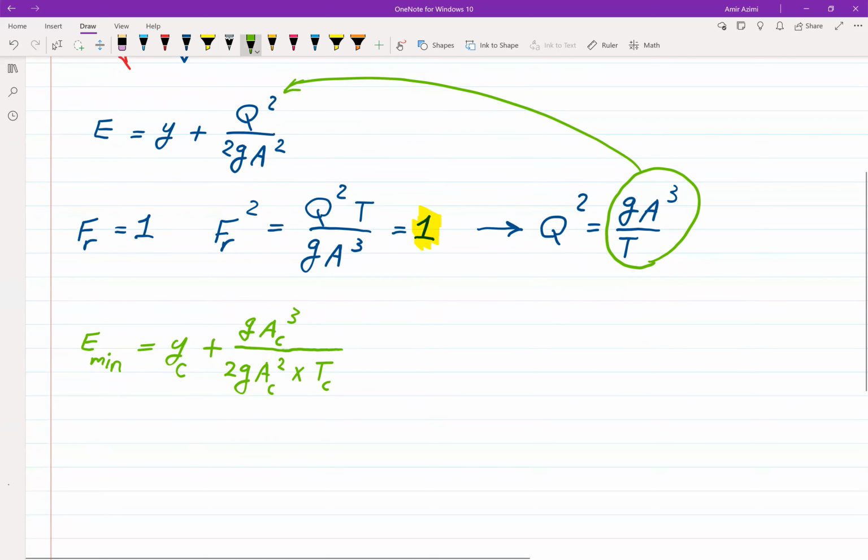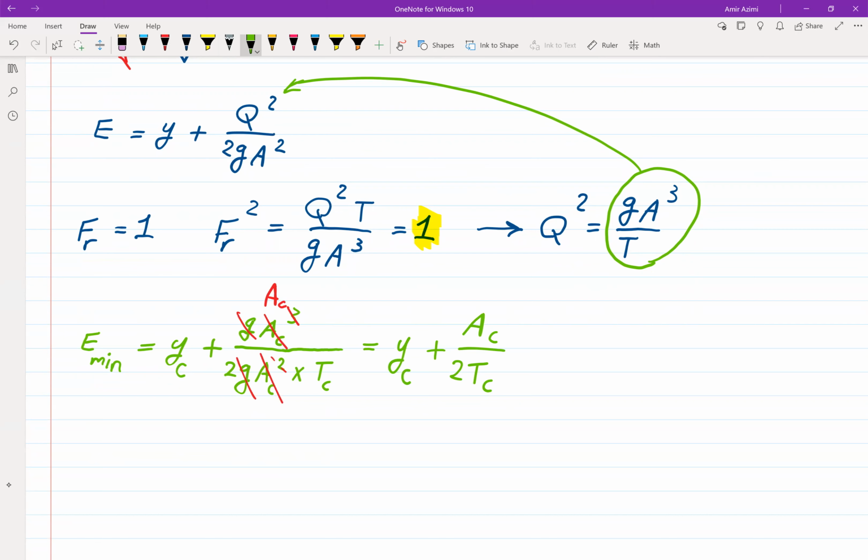Okay, so now gravitational acceleration from numerator and denominator cancels out. Here I have T to the power of 2, here I have area to the power of 2, and I have AC to the power of 3. So these two cancel out, and what is left is AC. Then the equation is simplified to YC plus AC divided by 2TC.